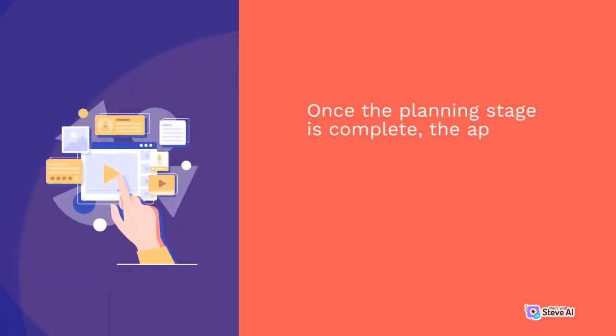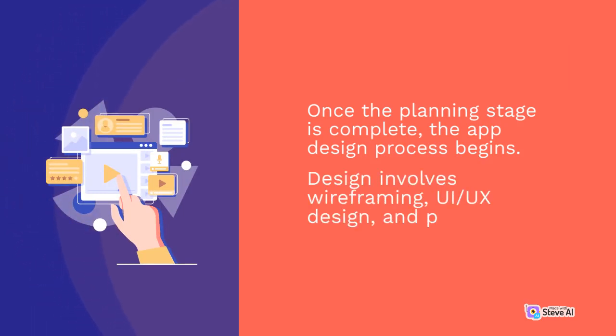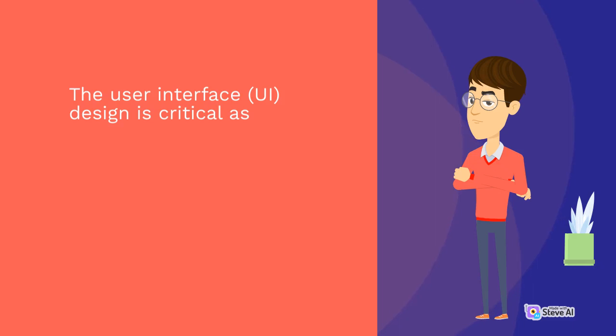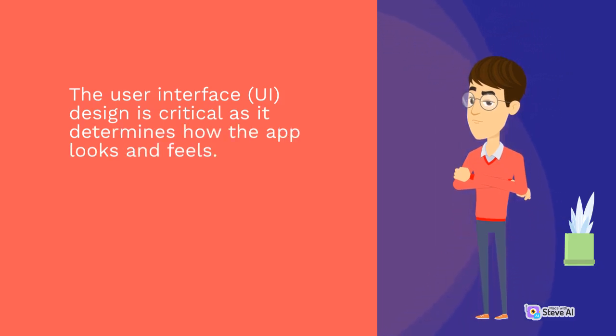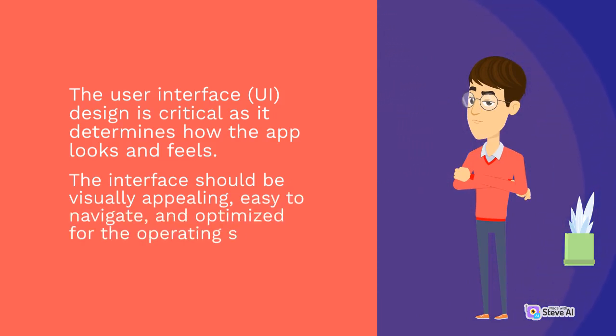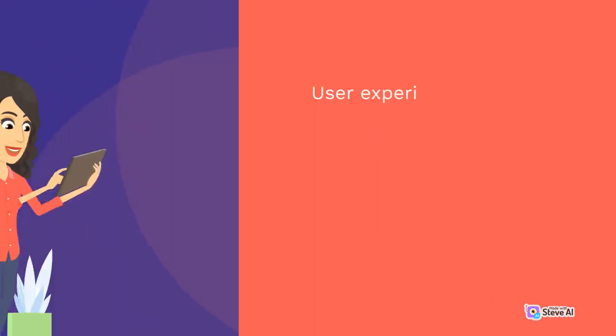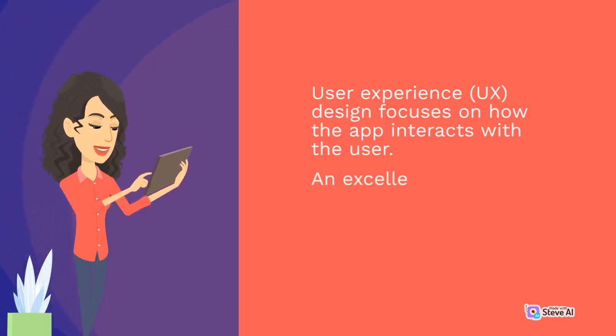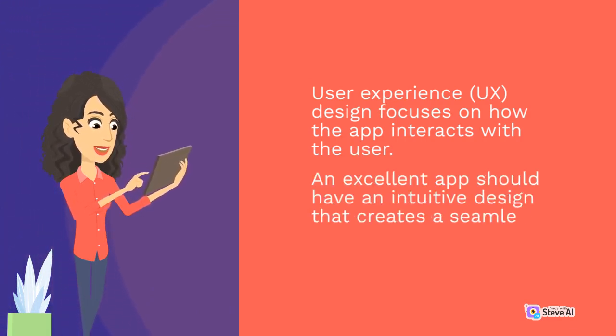Once the planning stage is complete, the app design process begins. Design involves wireframing, UI, UX design, and prototyping. The user interface, UI, design is critical as it determines how the app looks and feels. The interface should be visually appealing, easy to navigate, and optimized for the operating system. User experience, UX, design focuses on how the app interacts with the user. An excellent app should have an intuitive design that creates a seamless experience for users.